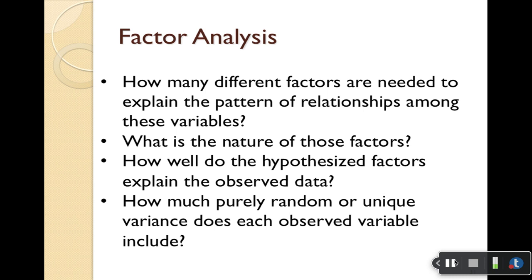When we're running a factor analysis, we're interested in how many different factors are needed to explain a pattern of relationships among your variables. We want to know a little bit more about the nature of those factors, how well they hang together, how well they fit, how well those factors explain the observed data, and then how much unique or random variance each variable includes. So again, getting at the idea that all of our measurement has error, but how do we create the best possible measure that minimizes that error and still gets at those underlying constructs that we're interested in.